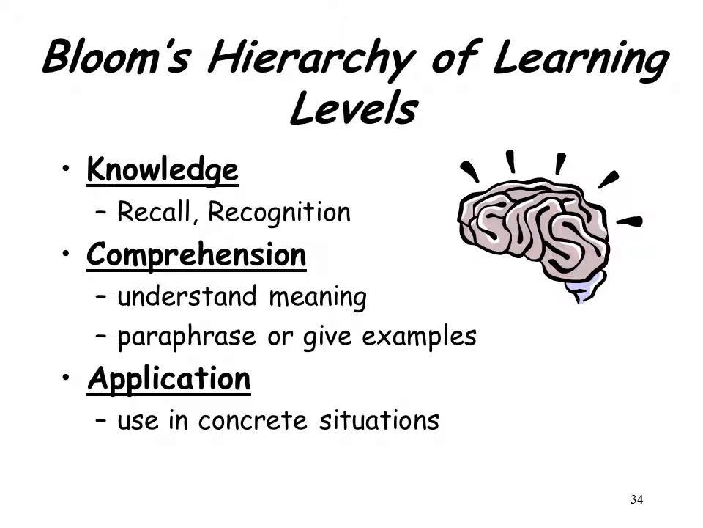Another way of looking at objectives is to use something called Bloom's hierarchy of learning levels. Very briefly, there are 3 levels. Knowledge is simply being able to recall or recognize something. So if you're able to, let's say, do well on a multiple choice test, it means that you're able to recognize something. Comprehension is another level of learning. It requires you to be able to understand the meaning of something. So you can rephrase something or you can apply it to something different.